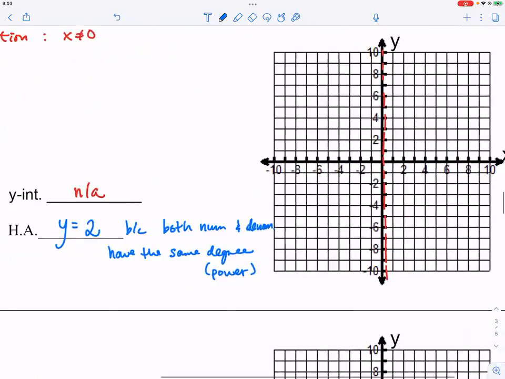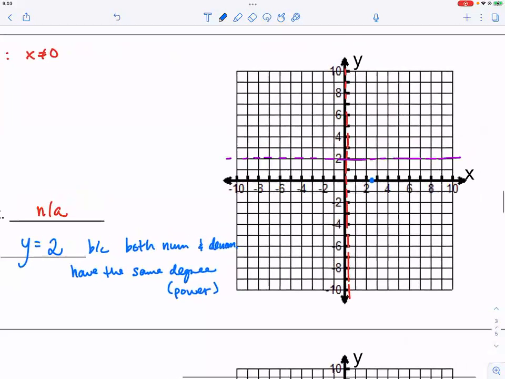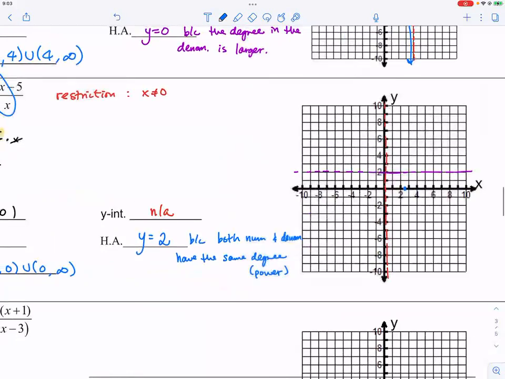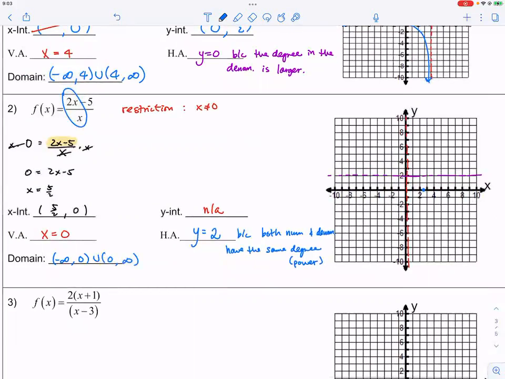So let's go ahead and draw this horizontal asymptote. Purple line right here. And I forgot, I erased a point somehow. All right, now, how are we going to make this graph in this case?